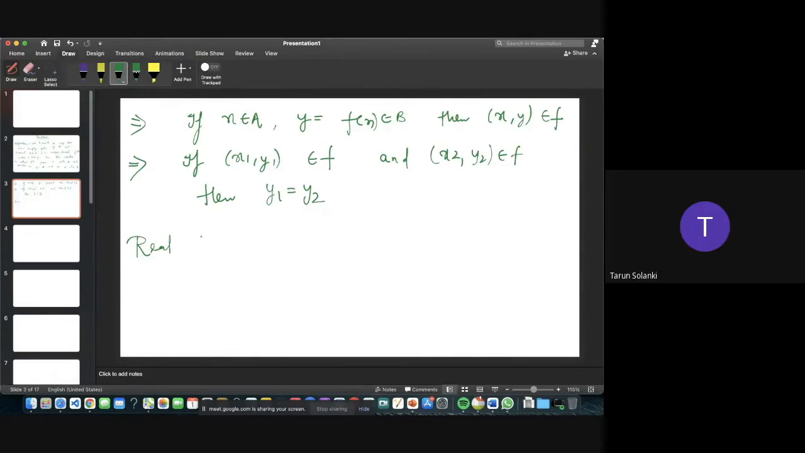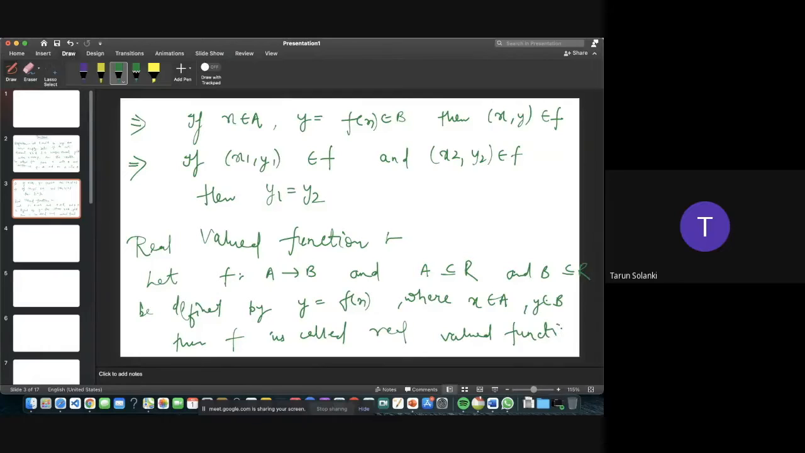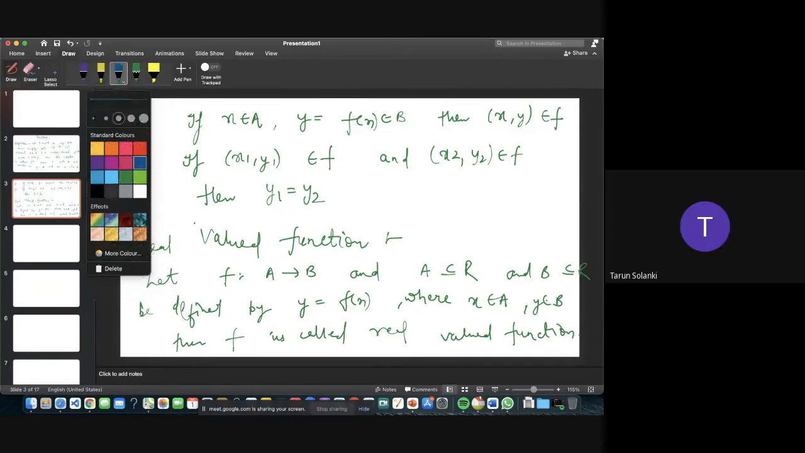Now there is a term called a real valued function. Here let f: A → B, where A is R and B is also R, and f is defined by y = f(x), where x belongs to A and y belongs to B. Then f is called a real valued function. I think you have copied.